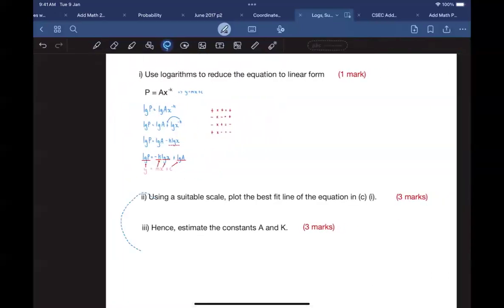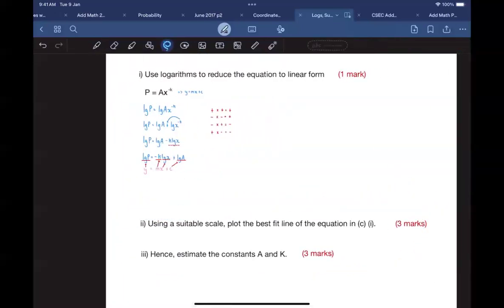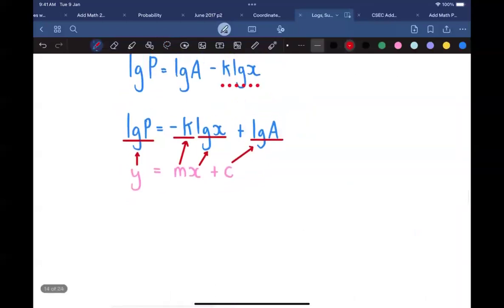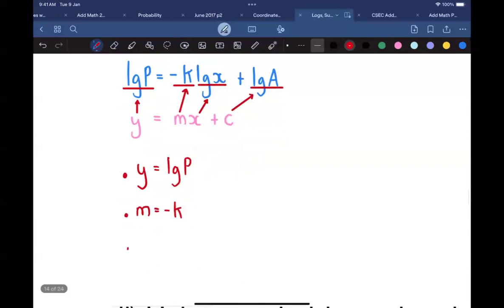Excellent job. Excellent. Thanks. Right, so Y is log P, M is minus K, X is log X, and C is log A. Perfect.